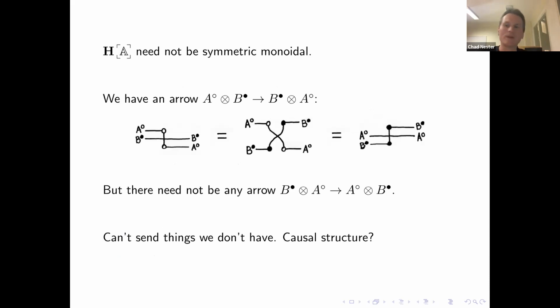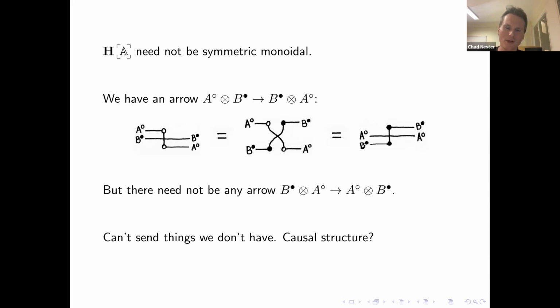This category H of A does not have to be symmetric monoidal. In fact, it's usually not. And intuitively, the reason it's not is that we have an arrow from A circle tensor B bullet to B bullet tensor A circle, pictured here. All of these are equal forms of it. There doesn't have to be any arrow going the other way, much less an inverse to this arrow.